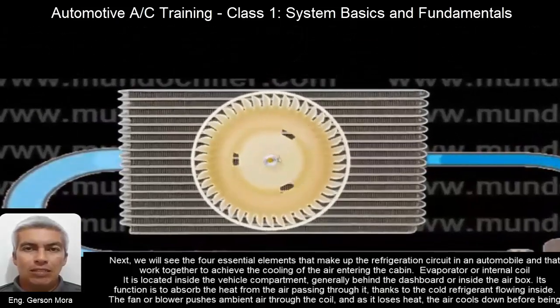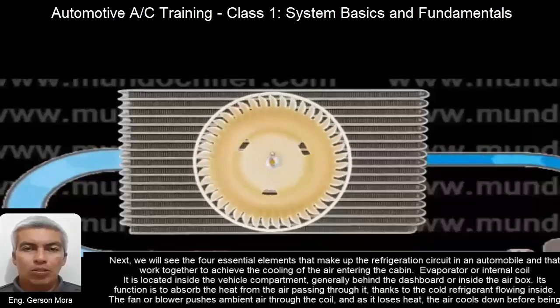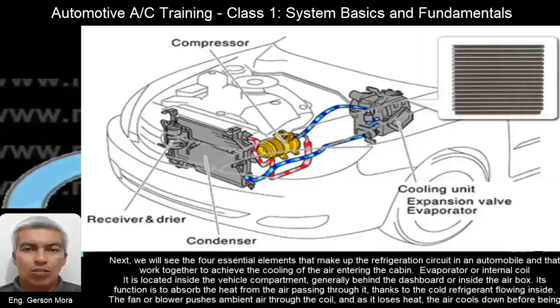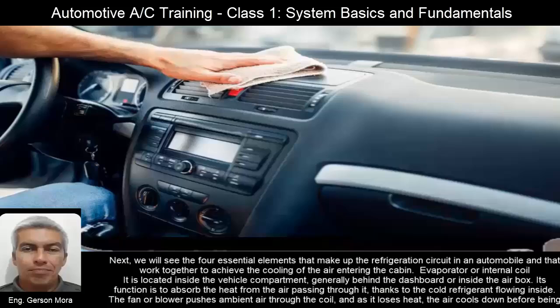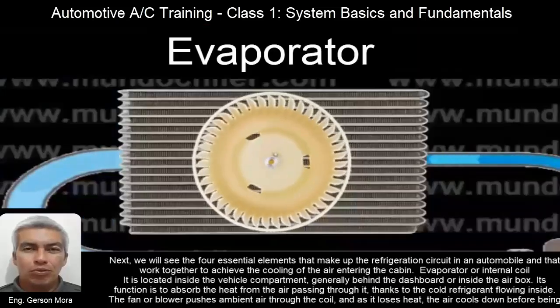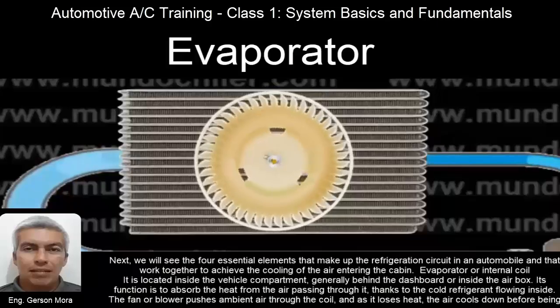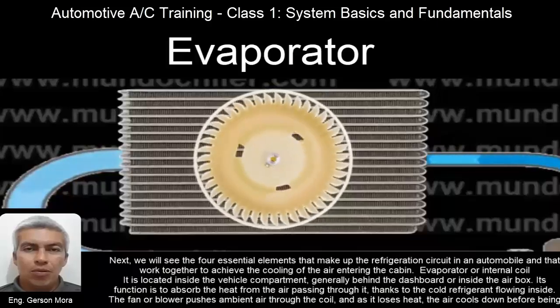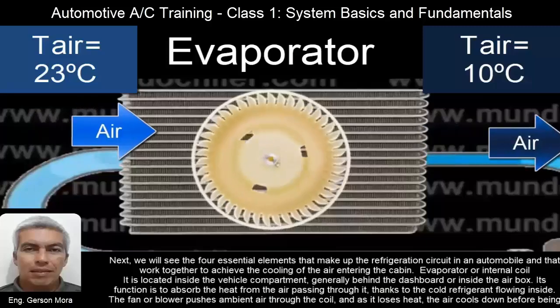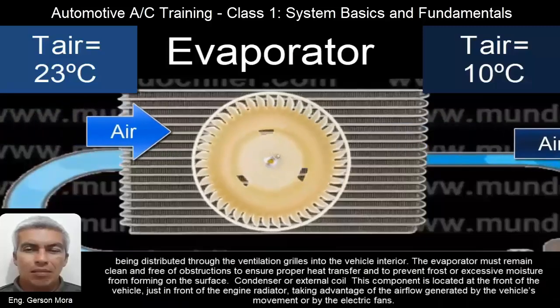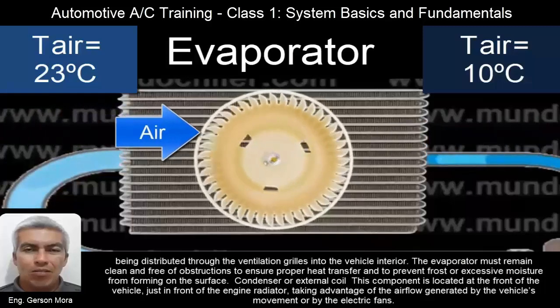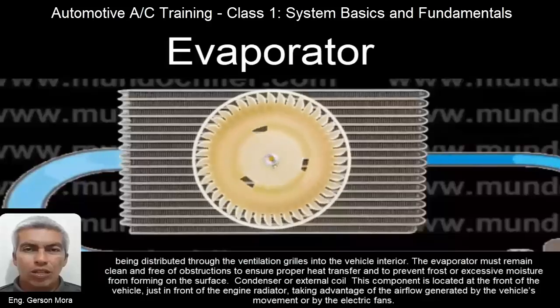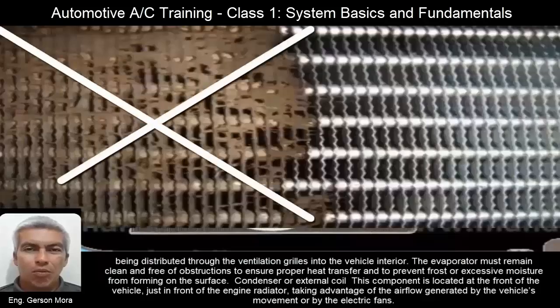Evaporator or internal coil. It is located inside the vehicle compartment, generally behind the dashboard or inside the airbox. Its function is to absorb the heat from the air passing through it, thanks to the cold refrigerant flowing inside. The fan or blower pushes ambient air through the coil, and as it loses heat, the air cools down before being distributed through the ventilation grills into the vehicle interior. The evaporator must remain clean and free of obstructions to ensure proper heat transfer and to prevent frost or excessive moisture from forming on the surface.